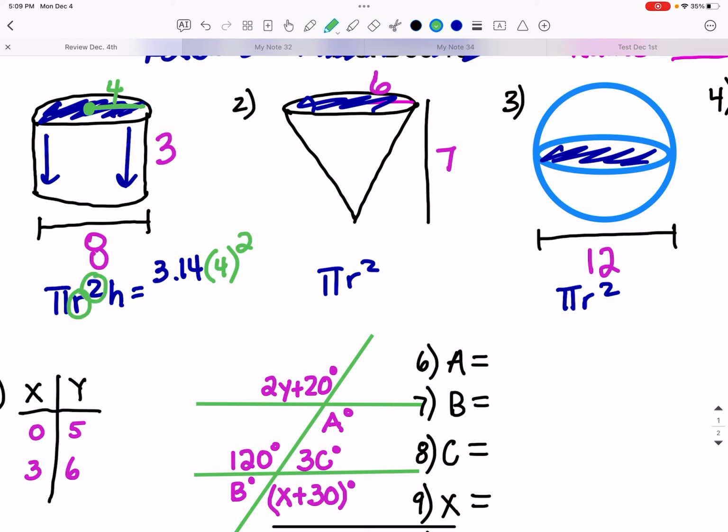All right, let's get my calculator out here. Okay, pi r squared. 3.14 times 4 twice, so times 4 times 4 times 3 equals 150.72 units squared.